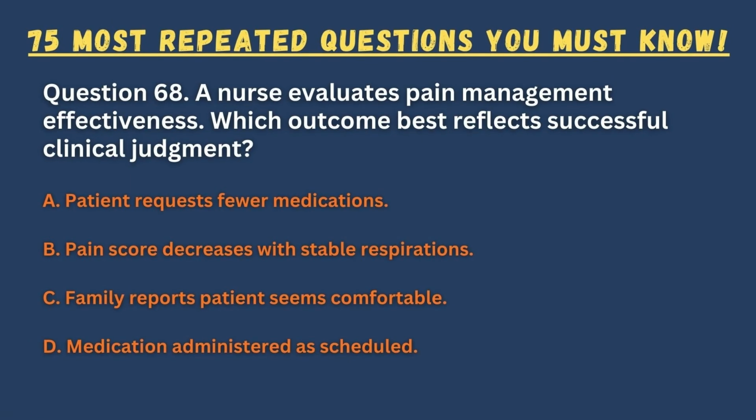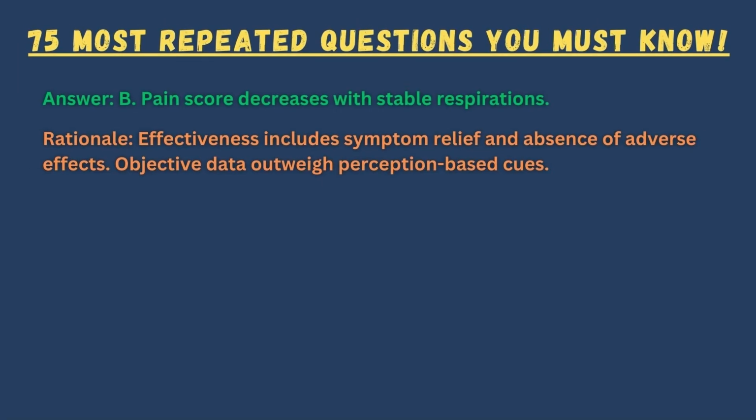Question 68. A nurse evaluates pain management effectiveness. Which outcome best reflects successful clinical judgment? A. Patient requests fewer medications. B. Pain score decreases with stable respirations. C. Family reports patient seems comfortable. D. Medication administered as scheduled. Answer. B. Pain score decreases with stable respirations.